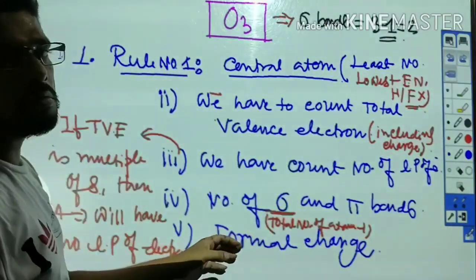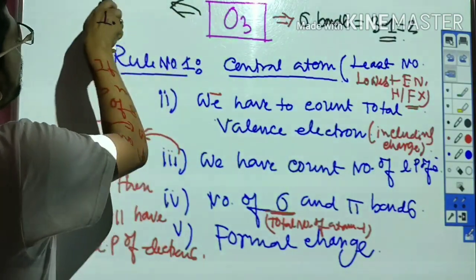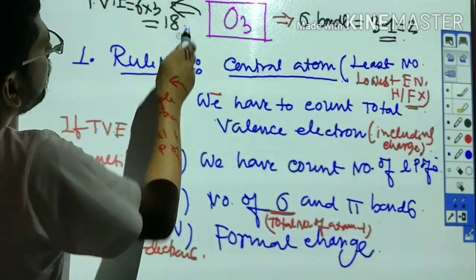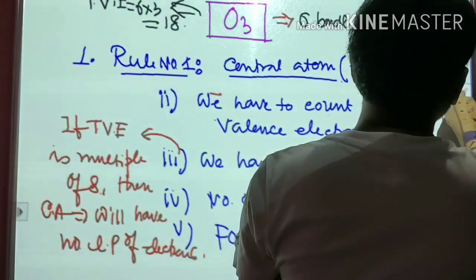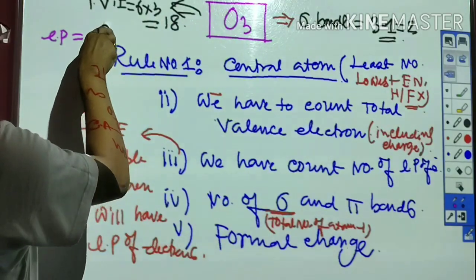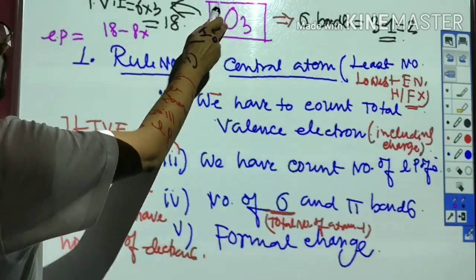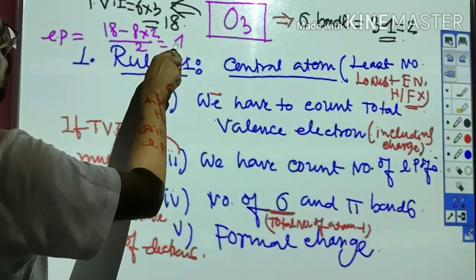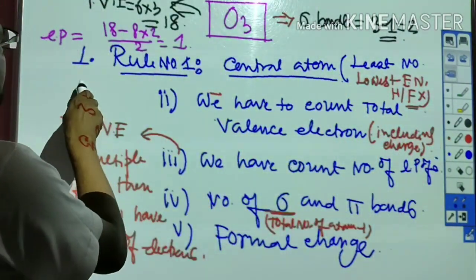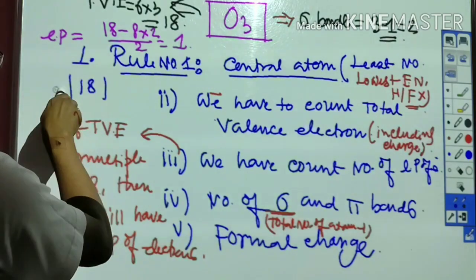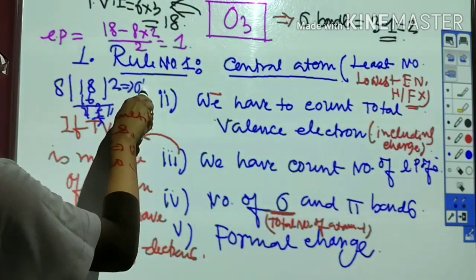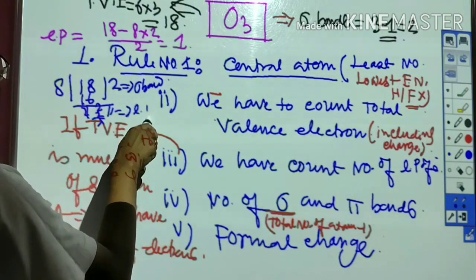Is there any lone pair of electrons? Okay, count total valence electron: 6 multiplied by 3 gives you 18. What is the formula for lone pair of electrons? Lone pair is total valence electron minus 8 into number of bonds, divided by 2. Number of bonds will be 2, and that will give you 1. What else you can do? One thing: you just divide 18 by 8. 8 twos are 16, so the quotient gives the sigma bonds, and the remainder gives the lone pair.